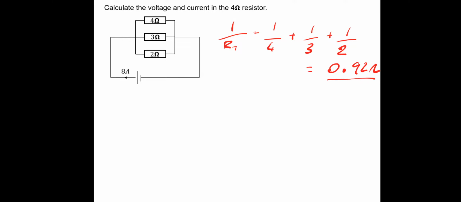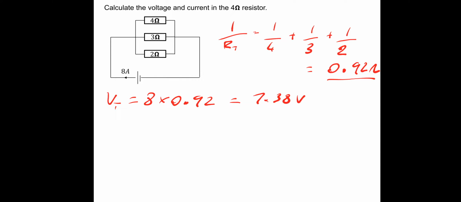So now we can get the total voltage. The total voltage, VT, is equal to the total current, which is 8, multiplied by the total resistance, which is 0.92. So that gives a total voltage of 7.38. If we end up with slightly different answers at the end, don't worry, it's probably a roundup error, because we're not being too disciplined with roundup errors at this moment in time, for this video anyway.